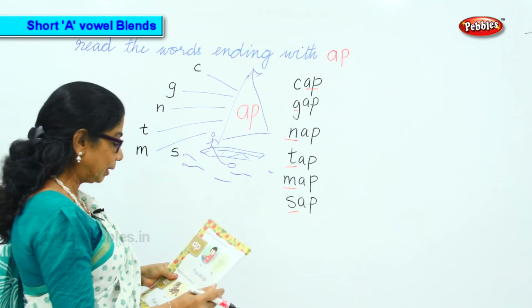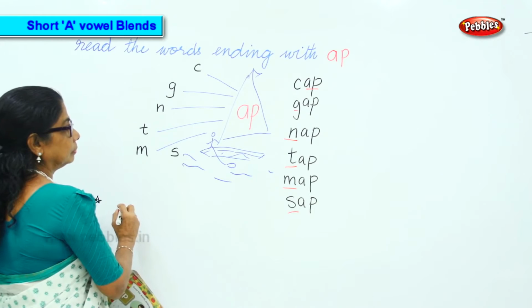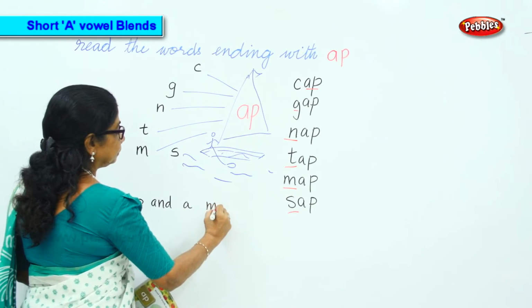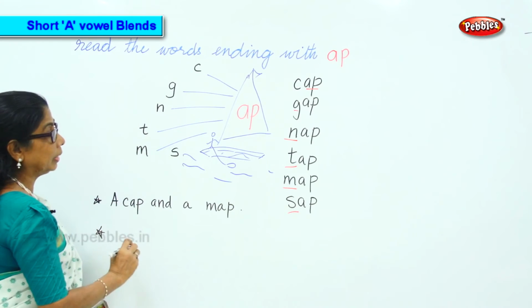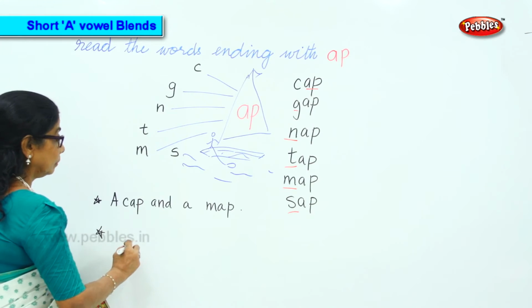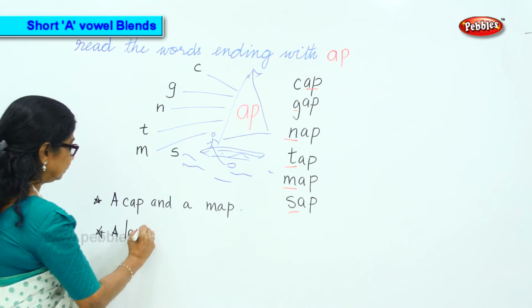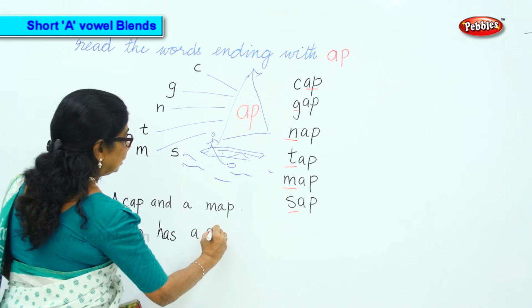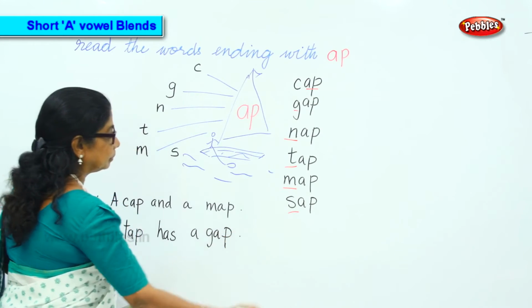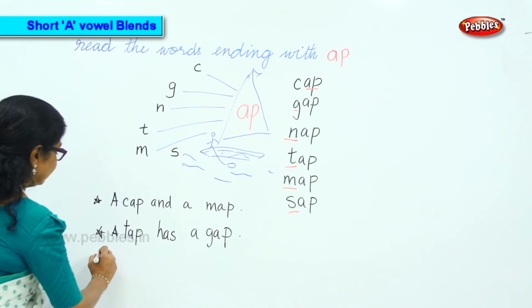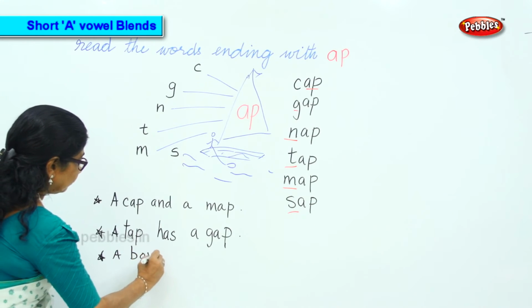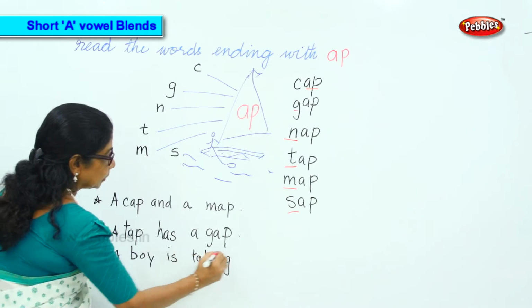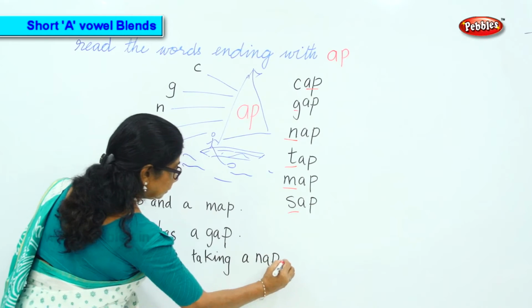Now let's make some sentences. A cap and a map. All right. Okay. A tap has a gap. A boy is taking a nap. A nap, short sleep.